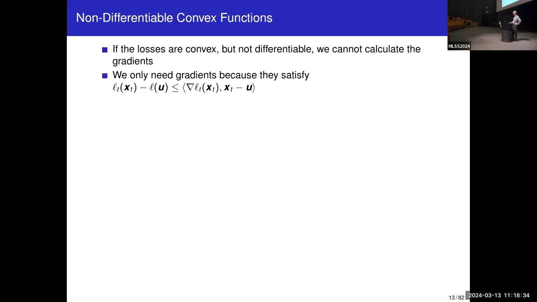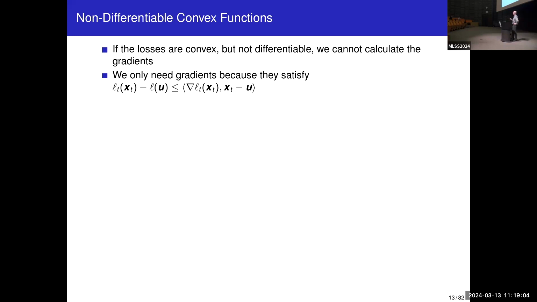Okay, so now let's try to go immediately beyond this algorithm. This is very, very simple, but it's not enough. It's not enough because we assume that the functions are convex, but they have to be differentiable because we have to calculate a gradient. Now, a lot of functions are convex, but they are not differentiable, like very simple ones, like absolute value or the ReLU functions. And so we want to go beyond the notion of differentiability.